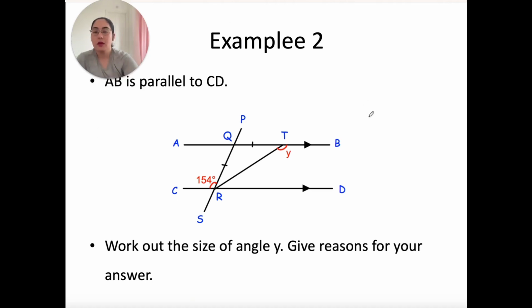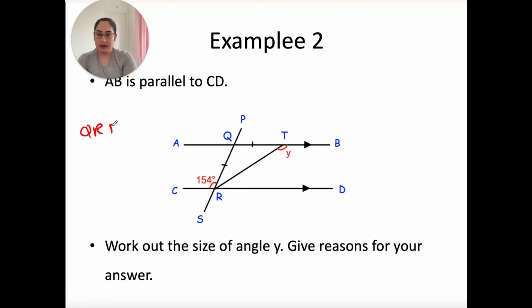Right, next question. AB is parallel to CD. Work out the size of angle Y. Give reasons for your answer. Okay, angle Y. So the first thing I spot straight away is an isosceles triangle. So isosceles triangle means this angle and this angle, they're going to be the same as each other. So that's literally how you would write it down.